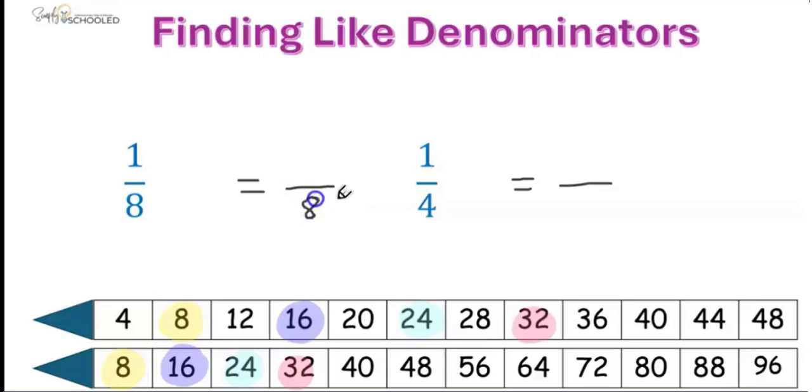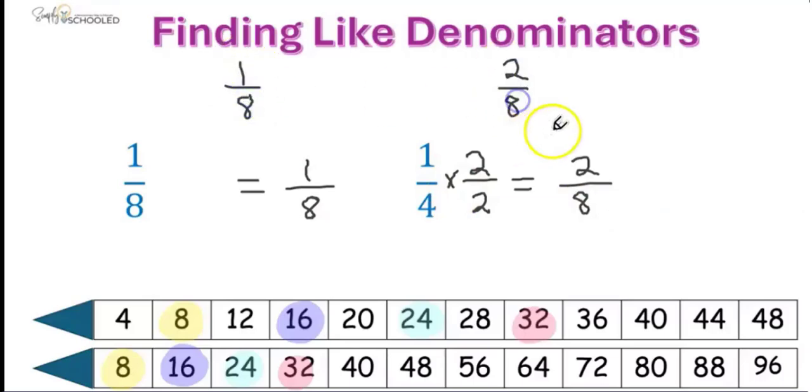So we know that we want our denominators to be 8. When we look at this fraction, 1/8, it already has a denominator of 8, so we don't need to change it. For 1/4, to find an equivalent fraction with a denominator of 8, we need to multiply the top and bottom number by the same number. So 4 times what equals 8? I know that that is 2. So I have to multiply the numerator by 2. 1 times 2 is 2. So I know 1/4 equals 2/8.